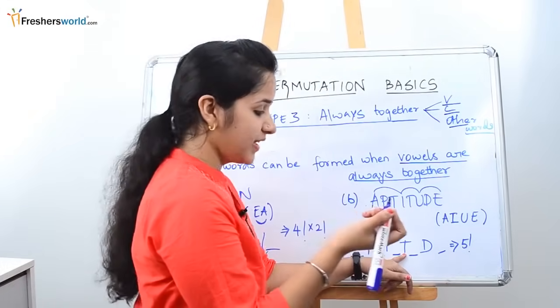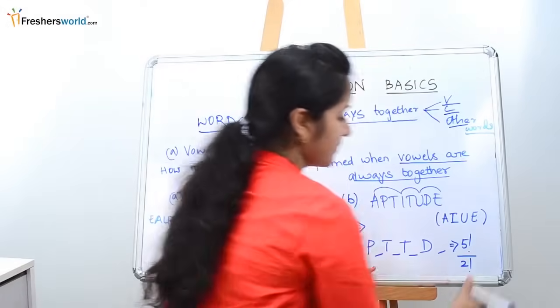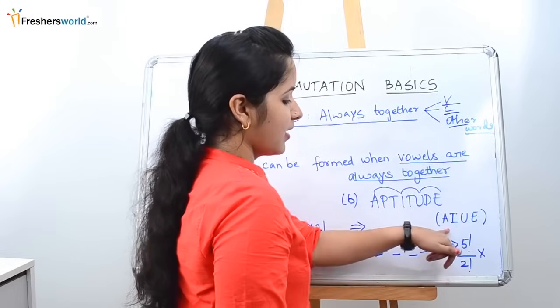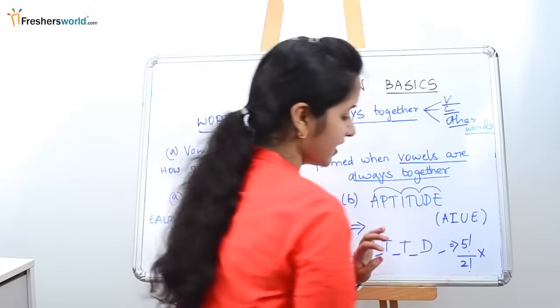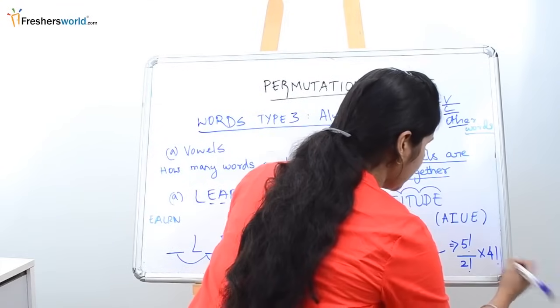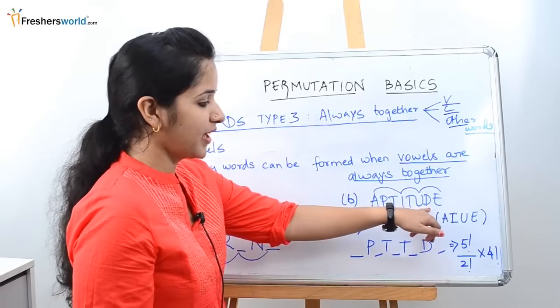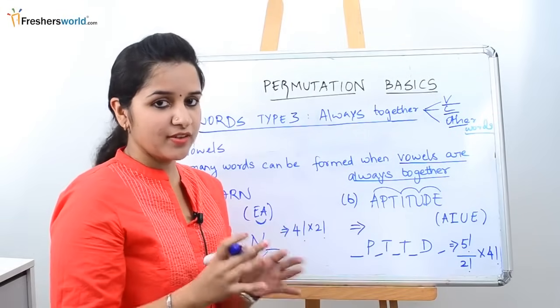As we have done in the previous videos, we have to divide it by 2 factorial. What are the vowels given here? 4 vowels are there. How many ways can these be arranged within themselves? It is 4 factorial. So once you solve this, you will know how many ways the word aptitude can be arranged when the vowels are always together.